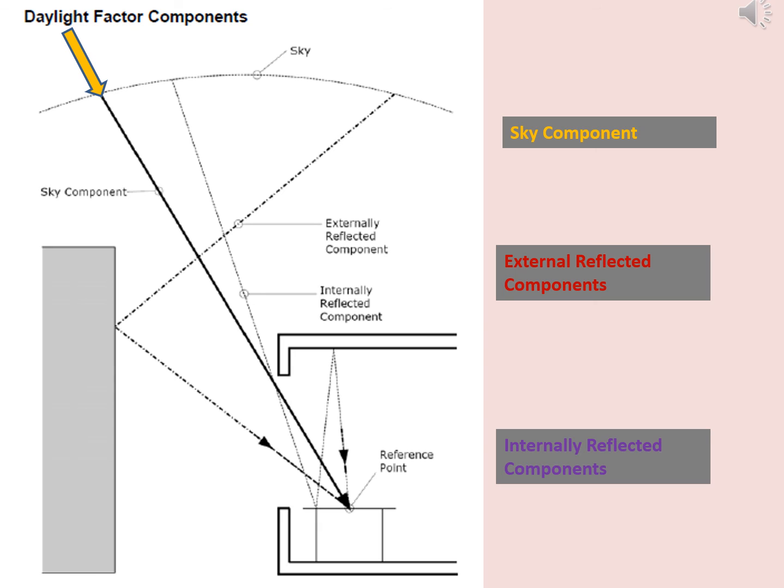Inside lit rooms, the maximum D.F is near the windows, and it is mainly due to the sky component. Both the sky component and the externally reflected component decrease as the distance from a window increases. The internally reflected component, however, remains uniform in the room interior.